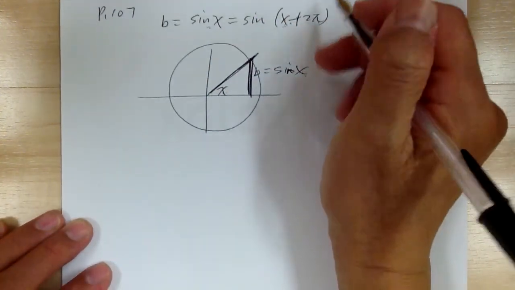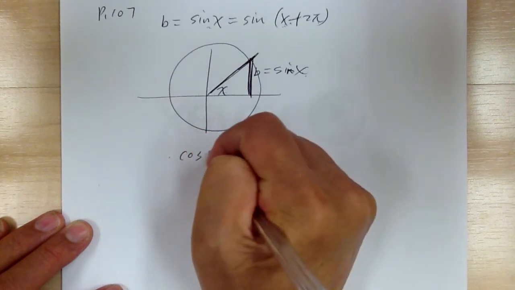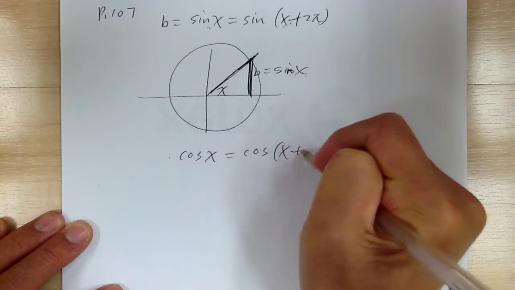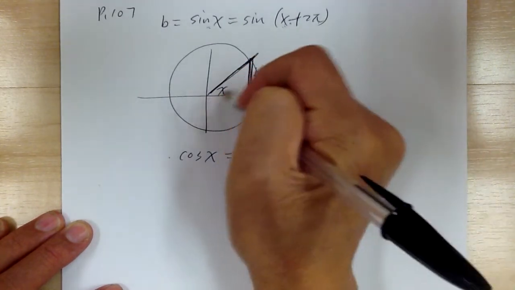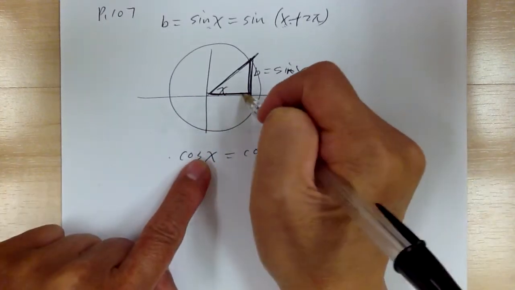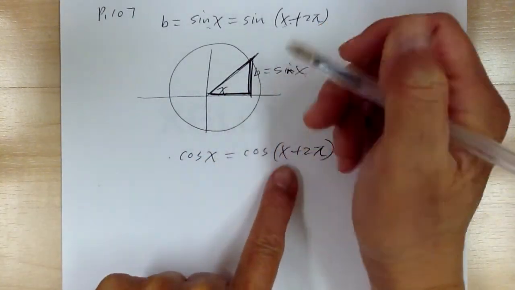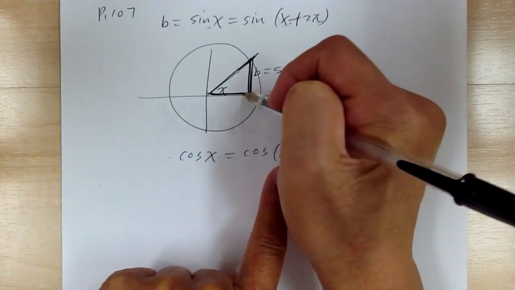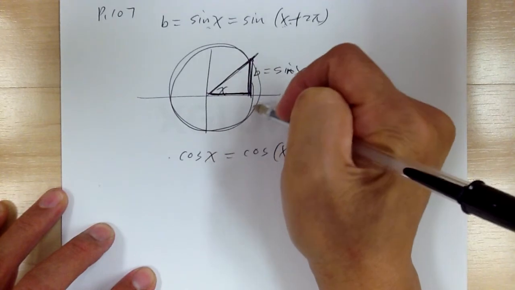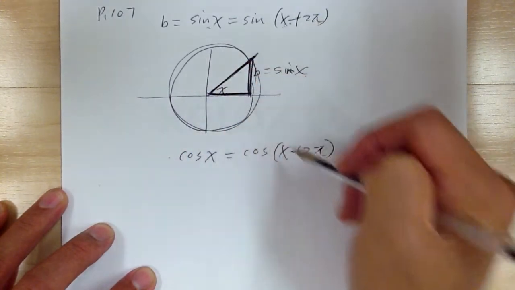Same thing with cosine. Cosine x is equal to cosine of x plus 2 pi. Here is your cosine of x. If you increase the angle by 2 pi, you go around the circle 1 time, and you're going to end up at exactly the same place. So at this angle, you have the same cosine.